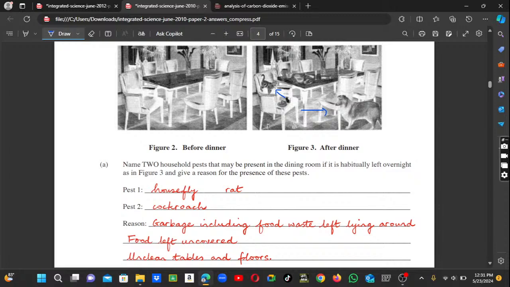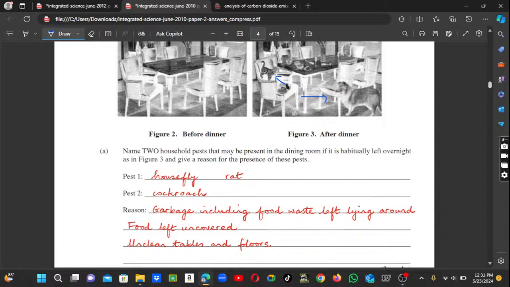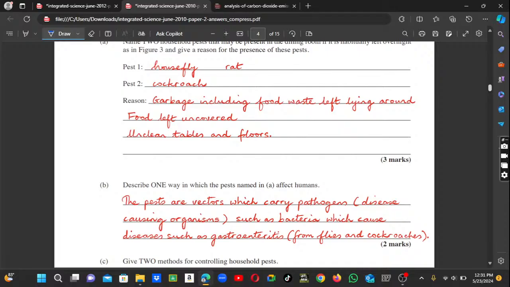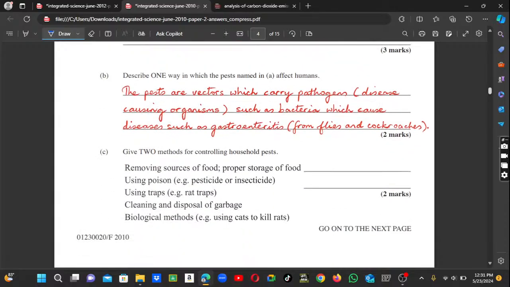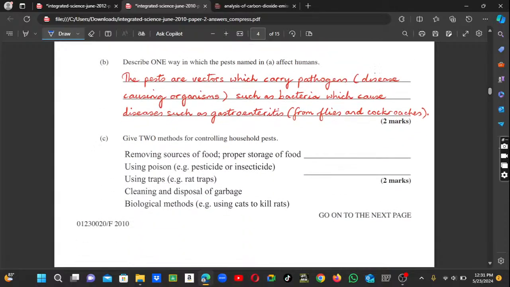So unclean tables and floors would lead to cockroaches, house flies, and rats. Rats love all of those messes. All right, good. So we need to describe one way in which the pest named in A affected humans. The pests we were referring to are rats, cockroaches, and all of those, but we're just going to go with cockroaches.